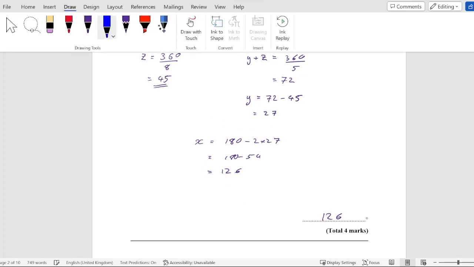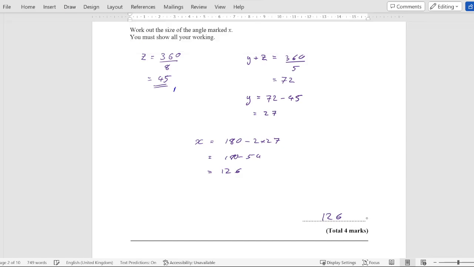And marks for this were an M1 for working out the exterior angle of the octagon, an M1 for working out the exterior angle of the pentagon, and then a method for subtracting, a method for finding out the remaining angle, the size of angle x, and then an A1 for 126.